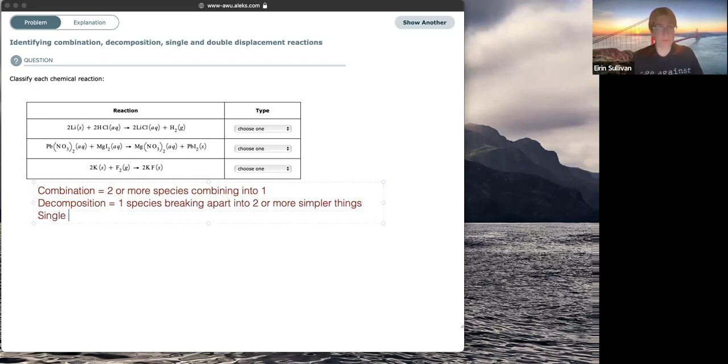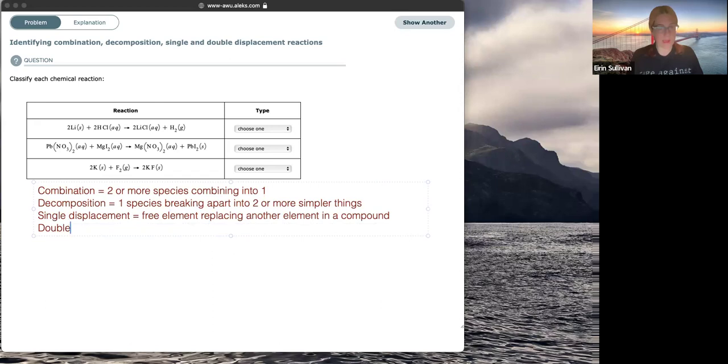So then we have single displacement, or sometimes called single replacement reactions. Semantics, right? So that is when you have a free element replacing another element in a compound. So most commonly you'll see this, that you have a free element and then it will tend to replace the cation in a compound. That tends to be the most common way we see this happening.